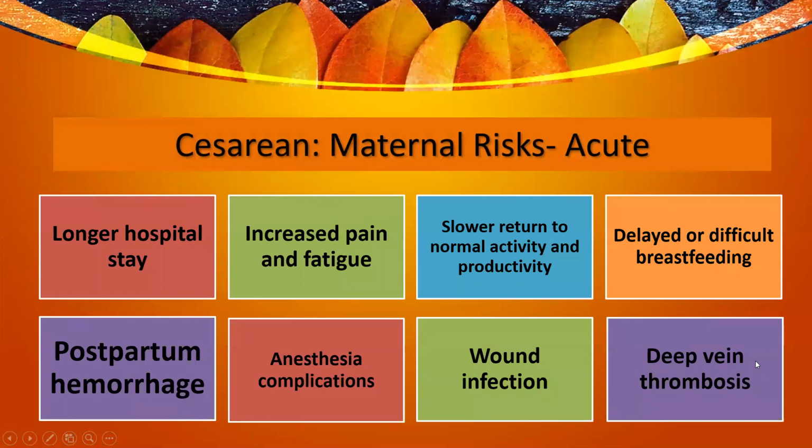Here we are looking at the acute risk. First of all, it's a longer hospital stay. Longer hospital stay means it costs more. There's increased pain and fatigue. Women don't bounce back after cesareans like they do from vaginal deliveries. Slower return to activity and productivity. Sometimes there's delayed or difficult breastfeeding. There's a greater risk for a postpartum hemorrhage after a cesarean section. There's anesthesia complications. There's wound infection, and there's a greater risk for a deep vein thrombosis.